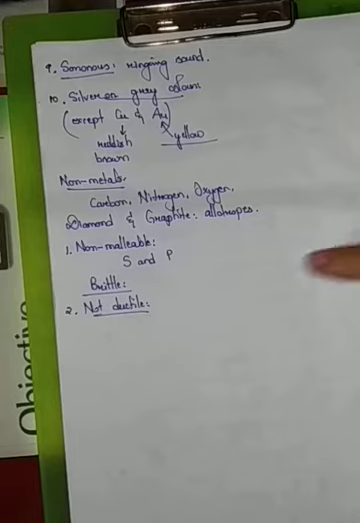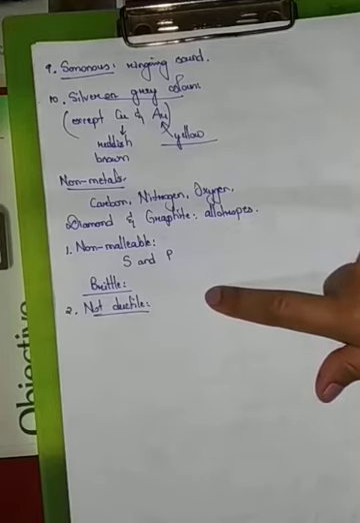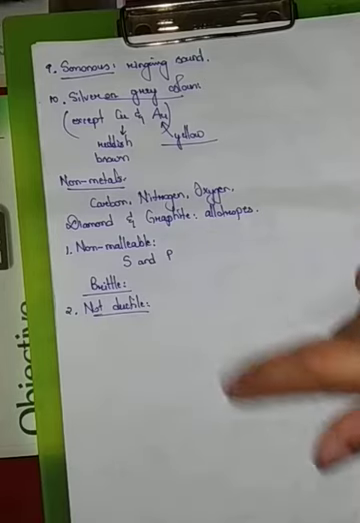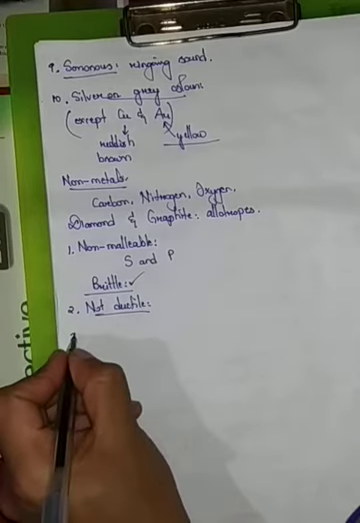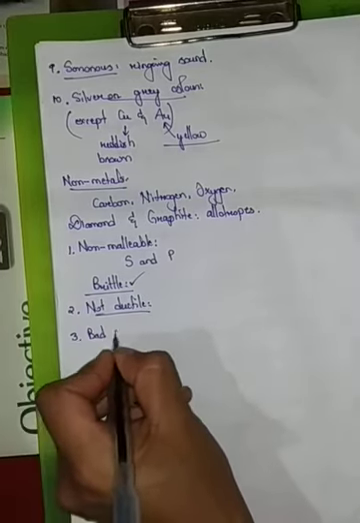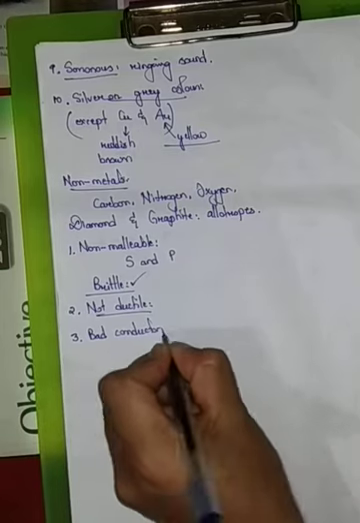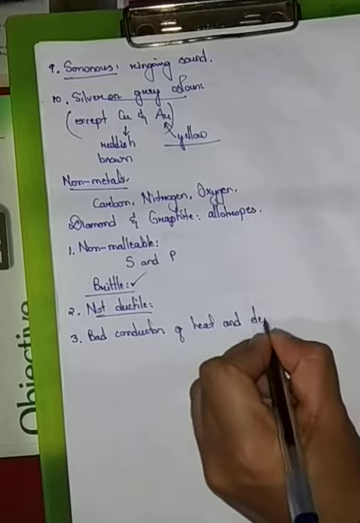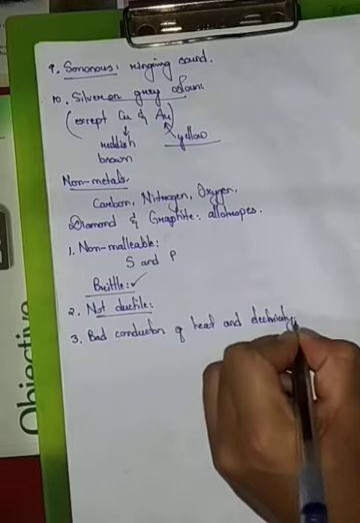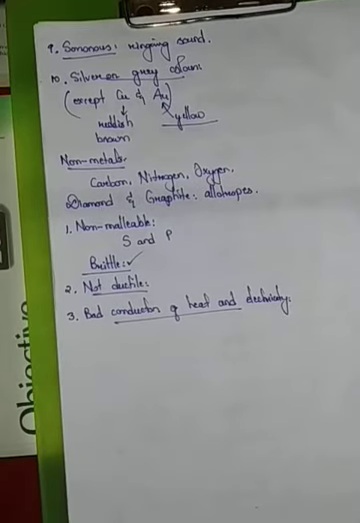Thus, from number 1 and number 2, we see that non-metals are neither malleable nor ductile, but we say that non-metals are brittle. Now the third one: they are very bad conductors of heat and electricity. We know that metals are good conductors of heat and electricity, whereas non-metals are bad conductors, which means that non-metals do not allow heat and electricity to pass through them. For example, sulfur and phosphorus are solid non-metals.